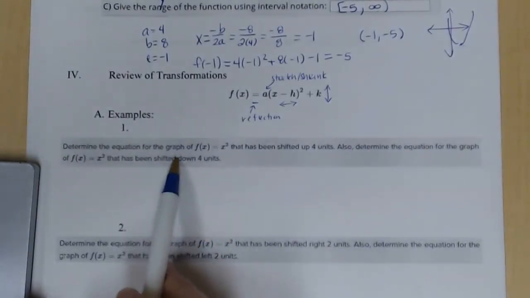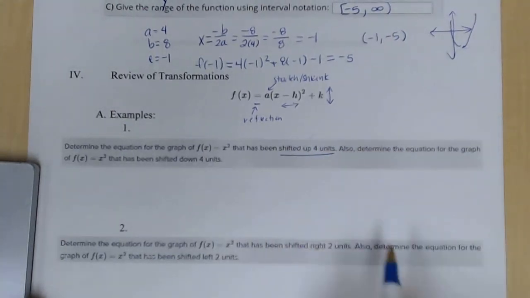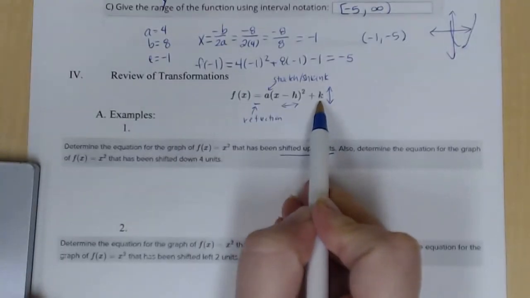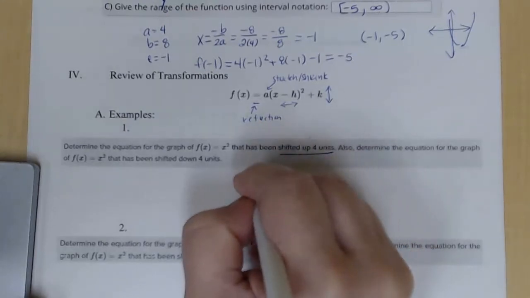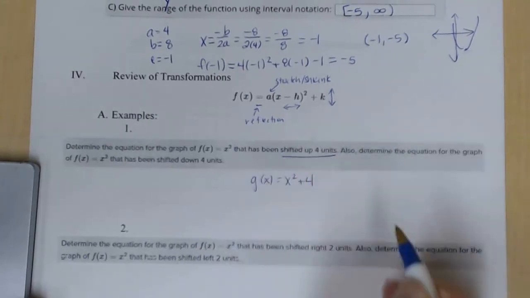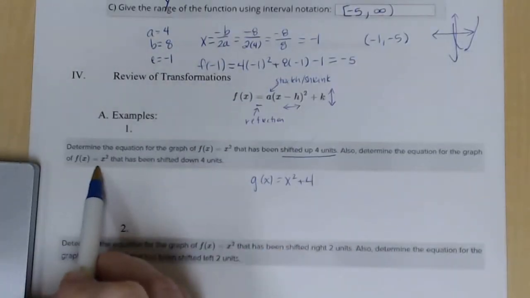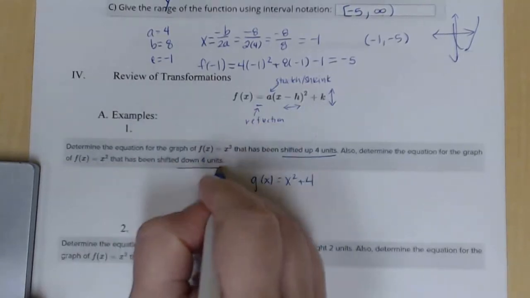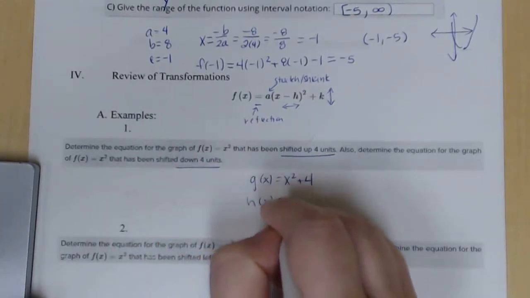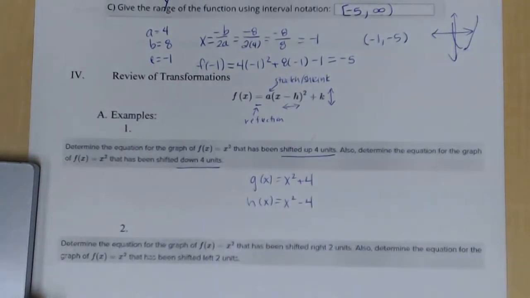Determine the equation of the graph of f(x) = x² that has been shifted up 4 units. I know that outside of the square, the plus k is what shifts me up, so I'm going to say that would be g(x) = x² + 4. Also determine the equation for the graph of f(x) = x² that has been shifted down 4 units. So I would say that would be x² - 4. So it just has you creating equations based off what you remember about your transformations.